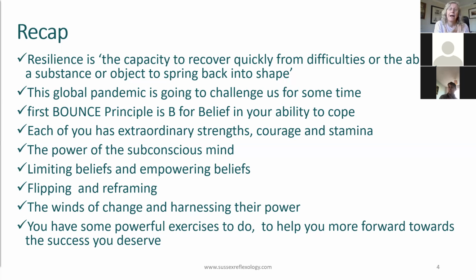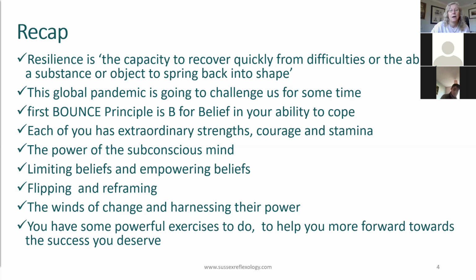Whereas setting empowering beliefs and believing that things can be done a different way and seen a different way increases our flexibility. And in order to do that, we need to learn to flip the words that we use, flip the thoughts that we use, and to reframe things. Because the winds of change will blow, and it's up to us to choose how we harness the power of that wind and how we use our sails to do that.